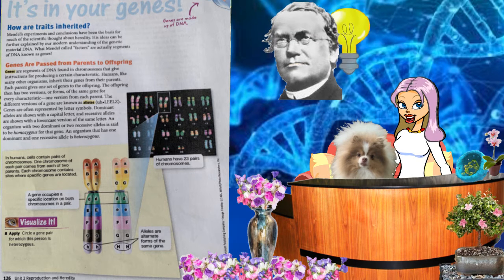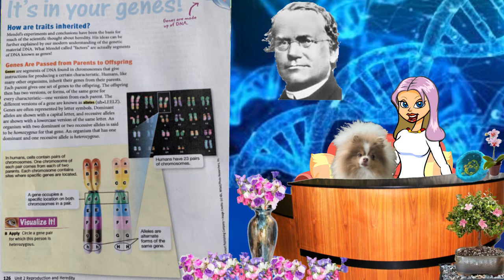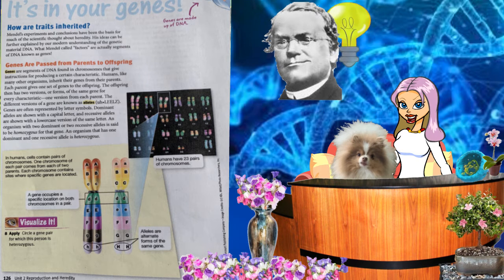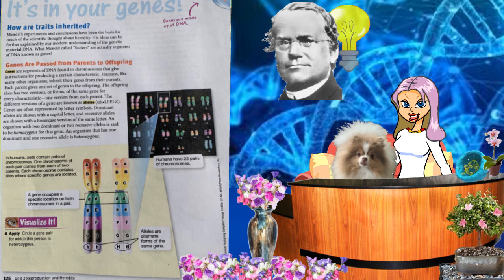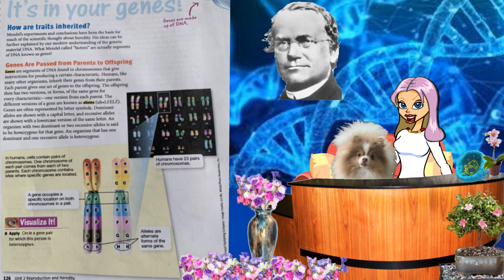Dr. Lieber, DNA, genes? Yes, genes. Genes are passed from parents to offspring. Genes are segments of DNA found in chromosomes that give instructions for producing a certain characteristic. Humans, like many other organisms, inherit their genes from their parents. Each parent gives one set of genes to the offspring. The offspring then has two versions or forms of the same gene for every characteristic, one version from each parent.